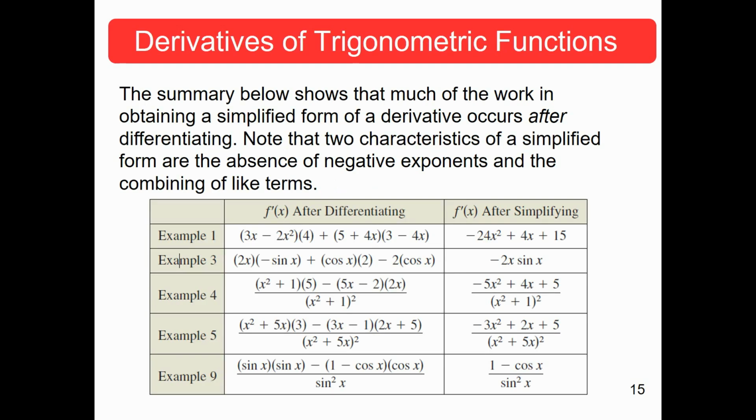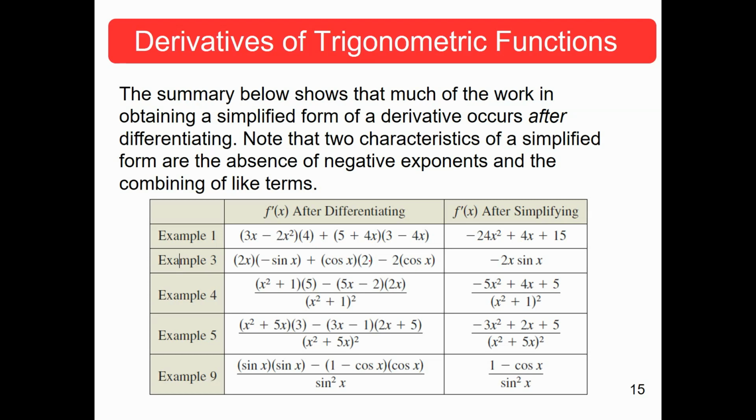So notice here, this summary shows that much of the work in obtaining a simplified form of a derivative occurs after we differentiate. A lot of times, particularly when we're using product and quotient, we're going to have to simplify it down. Note that there are two characteristics of a simplified form: the absence of a negative exponent and the combining of like terms. You can't see the like terms right here until after you've distributed, but once you do, you can see there are like terms.